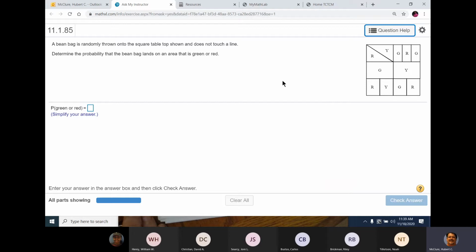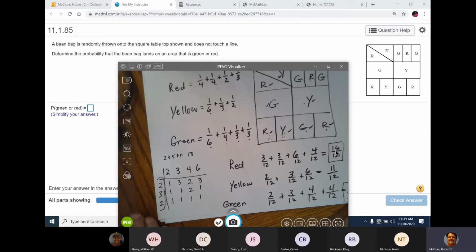Y'all can interject anytime y'all want to. I couldn't figure out where they got the 18 either. Okay, so I'm not the only one. That's why I sent it. My numbers, I'm not supposed to have 16 over 12.